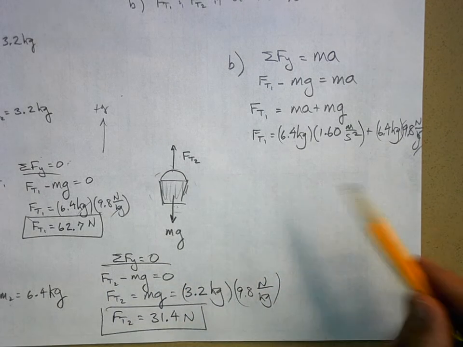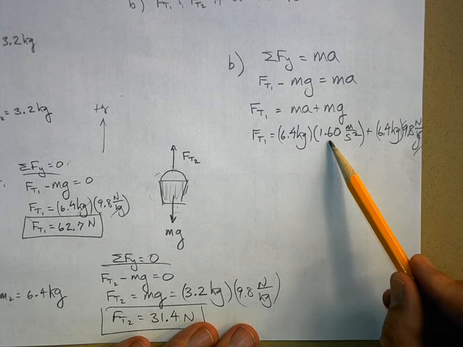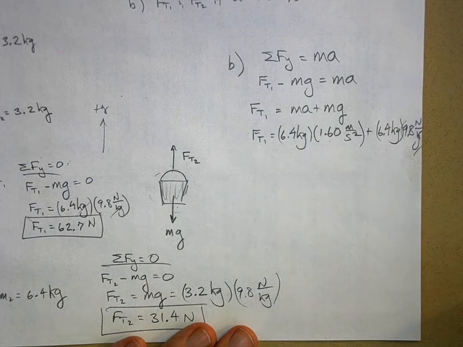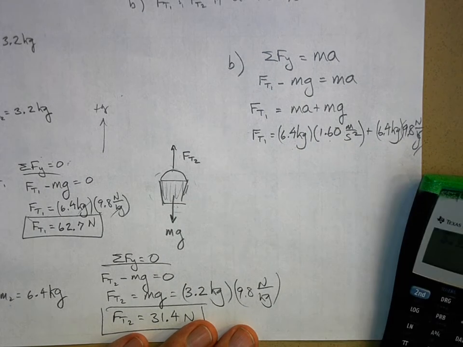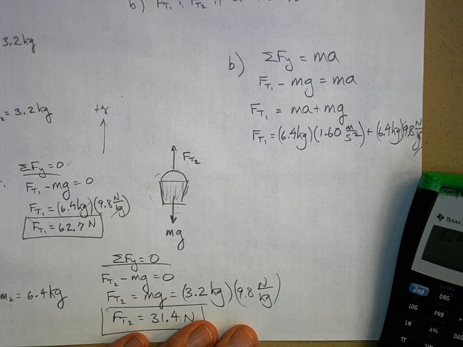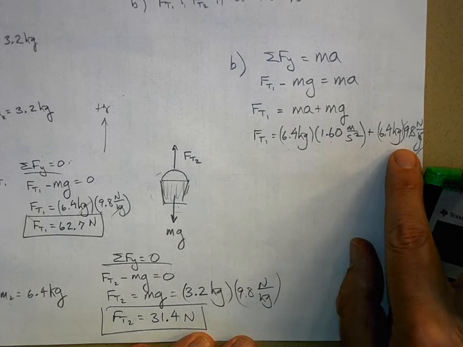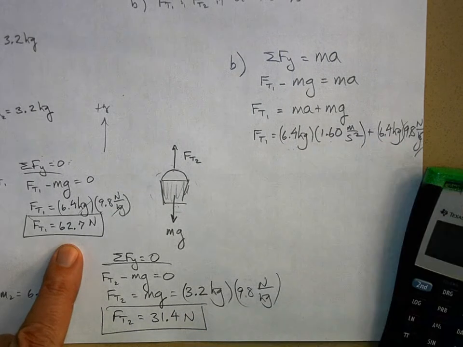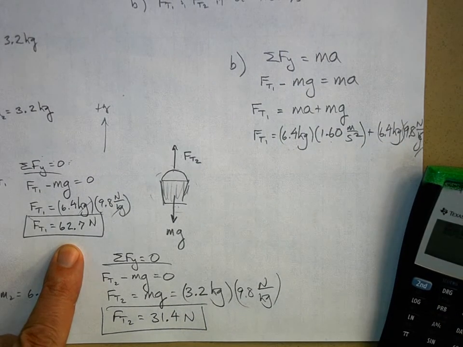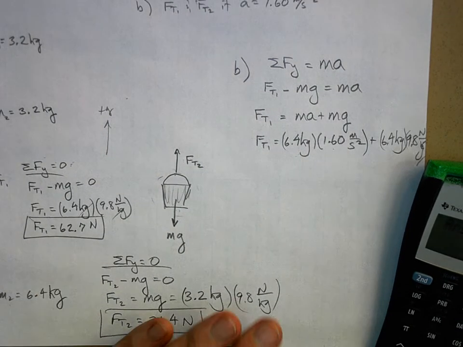Now you could, if you wanted, factor out the 6.4 kilograms and then add 1.6 to 9.8, and that'll work. But let's see, 6.4 times 1.6 equals 10.24. And then I know this is just 62.7, so plus 62.7 equals, and I get 72.9.